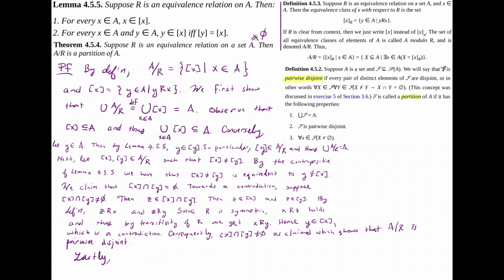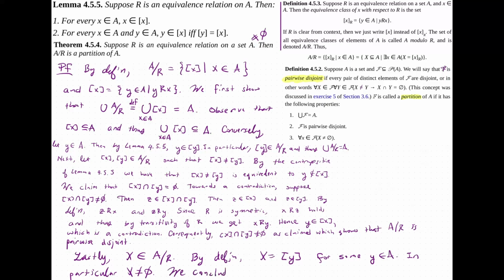Lastly, we consider the third statement, that we need to show that this is a partition. So let us go ahead and take an x in A mod R. Now, by definition, we have that x is equal to the equivalence class of y for some y in A. In particular, x is non-empty. And now that finishes the proof, because we have shown each of the three statements. So we conclude that A mod R is a partition of A. And that finishes it for the main theorem.